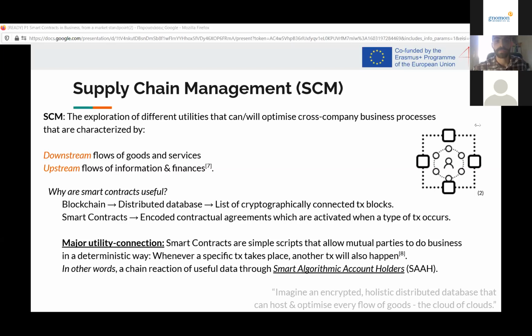Smart contracts, on the other hand, as we've said, are encoded contractual agreements which are activated when a type of transaction occurs. The connection between them in supply chain management is that smart contracts are simple scripts that allow mutual parties to do business in a deterministic way. Whenever a specific transaction takes place, another transaction will also happen. In other words, we can achieve a chain reaction of useful data through this smart contract algorithmic holder. And thus we can achieve automated, as we've said, secured, fast, inexpensive mutual agreements by removing one of the most important uses, of course, and advantages. We can remove the human error and bias.